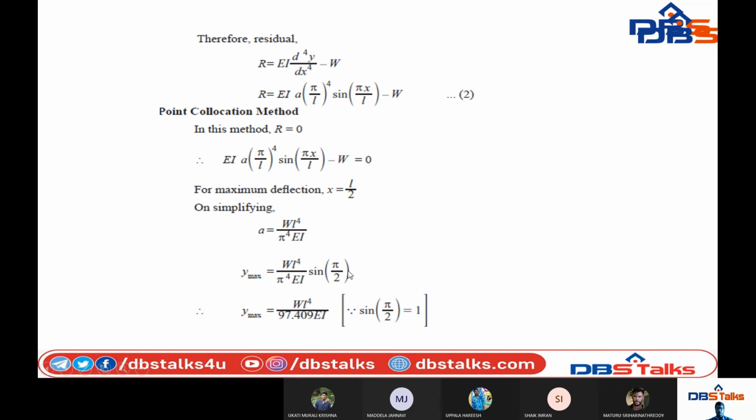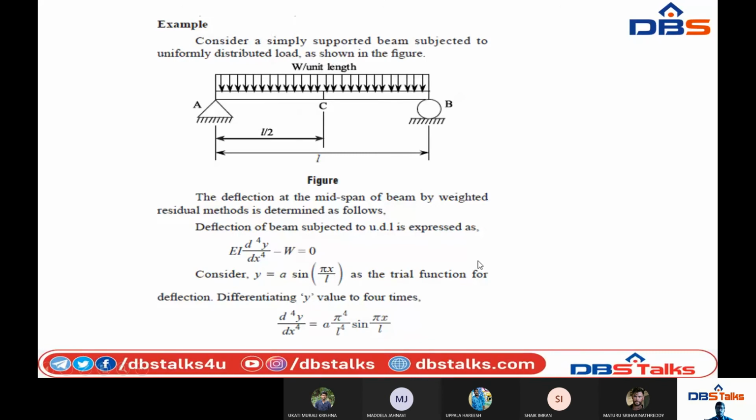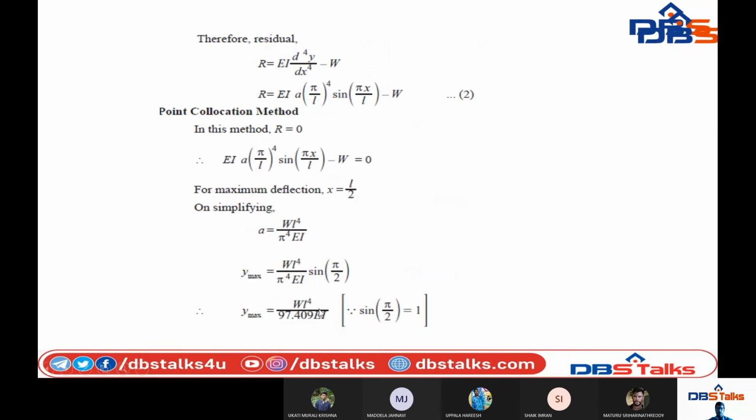In this, we know the value of sin 90 equal to 1. After getting the value of y max, WL power 4 by pi power 4 EI, pi is the value of total potential energy, 97.409 EI.